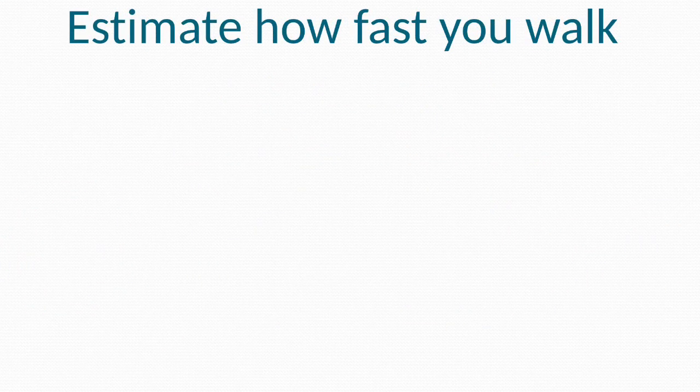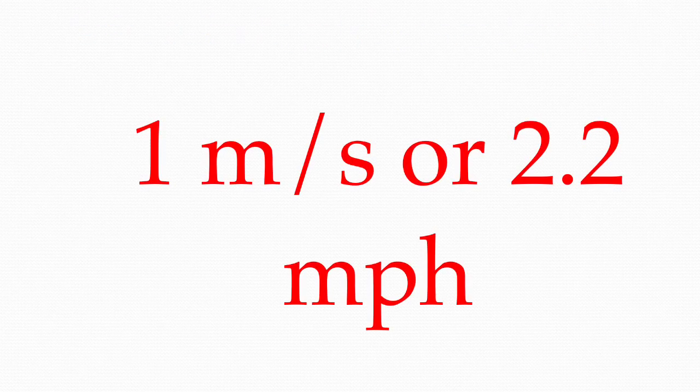Now I want you to try and estimate how fast you walk. Think about how long your stride is and how many strides you might take in a second, and then try and work out how quickly you move. If you're travelling 1 metre in every stride and you take 1 stride a second, then you're probably moving at about 1 metre per second. Remember, this is just an estimate, so don't worry if you're slightly off.